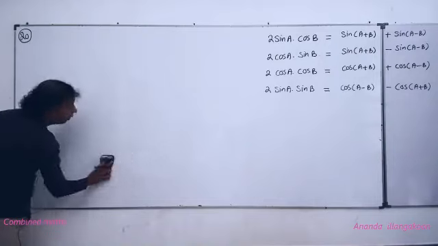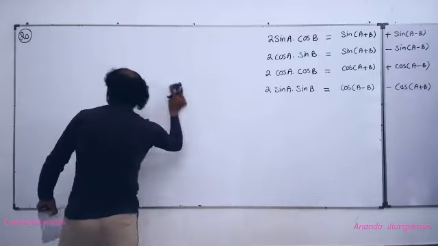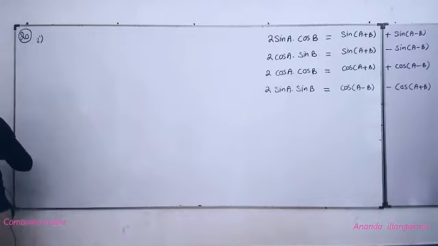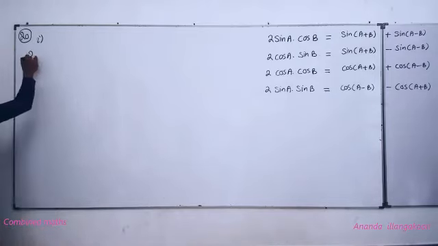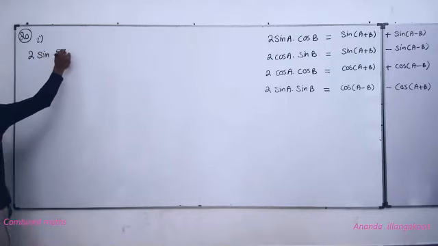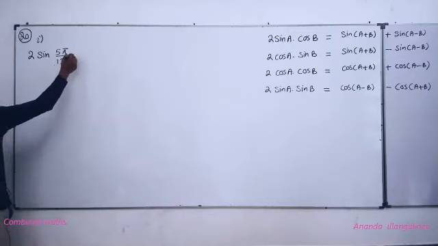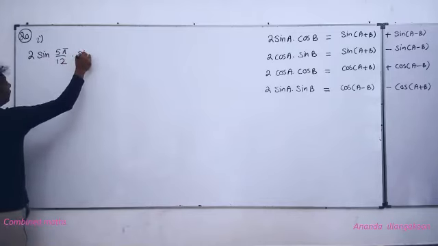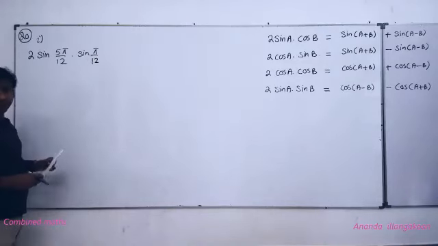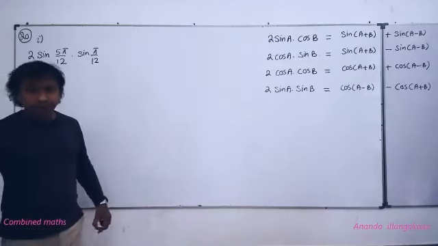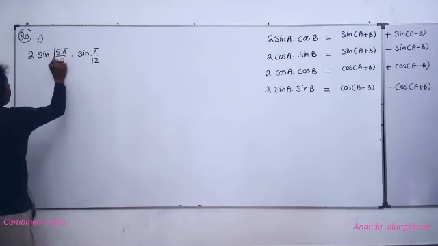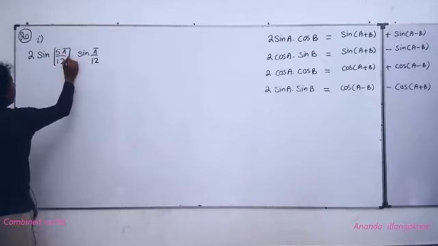Question number 20, part 1, people. You are given 2 sin 5 pi by 12 sin pi by 12. We have to prove this is equal to half. Now I take this way. This whole angle I am going to consider as A.